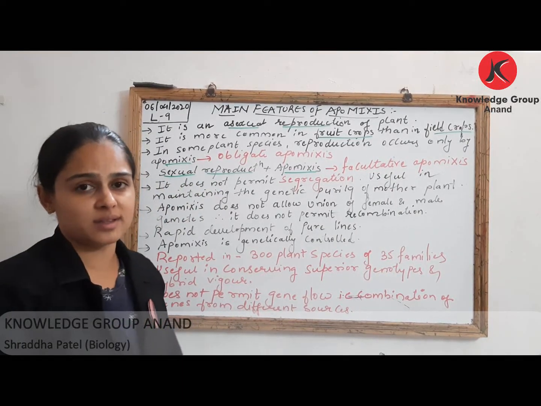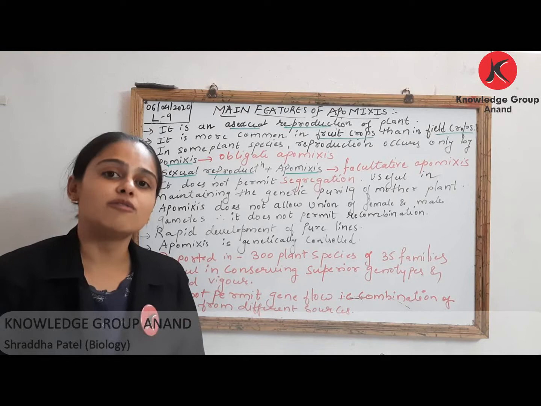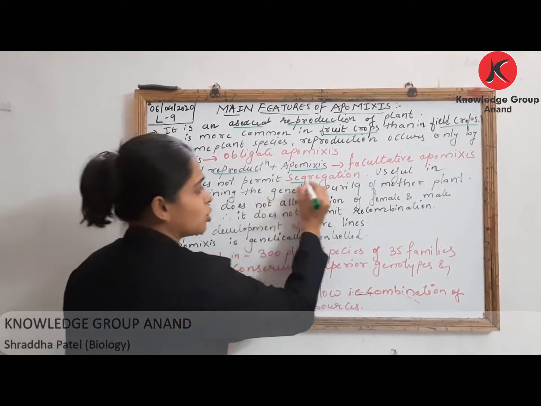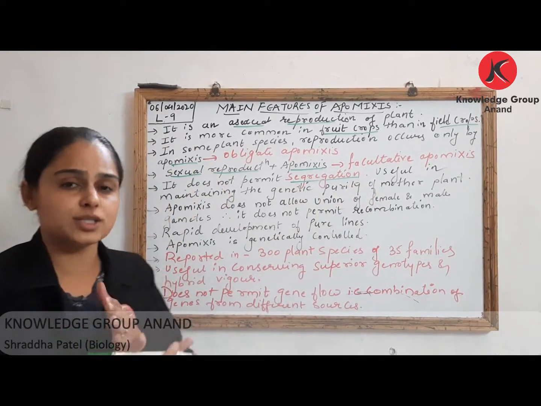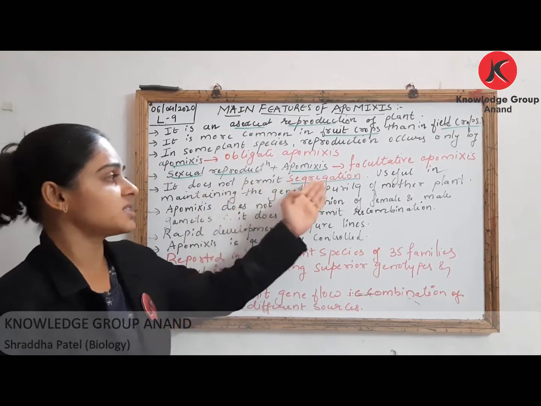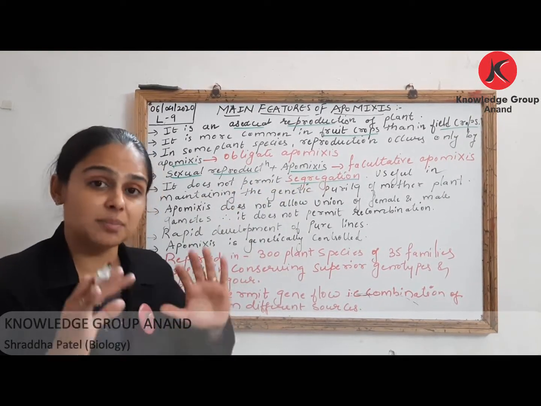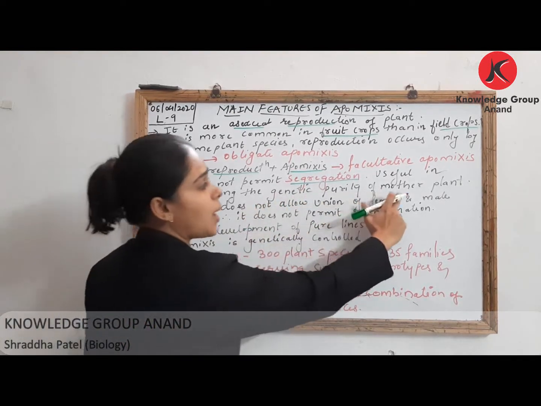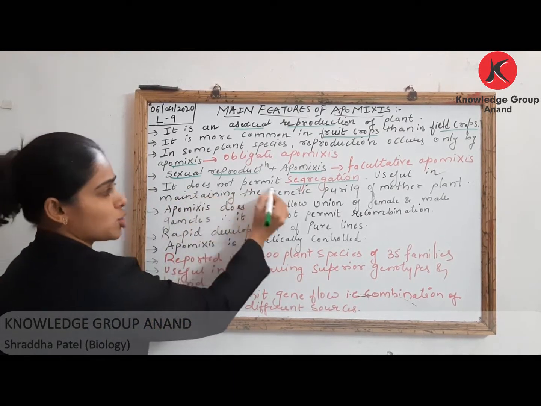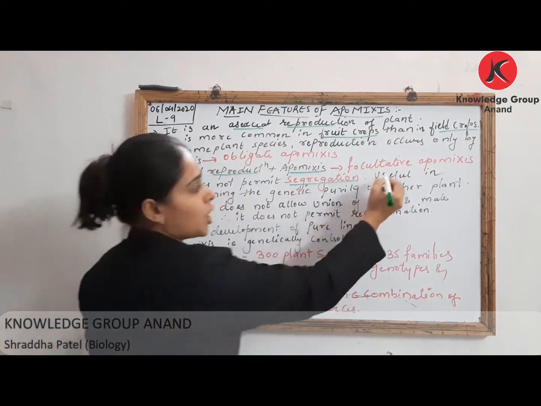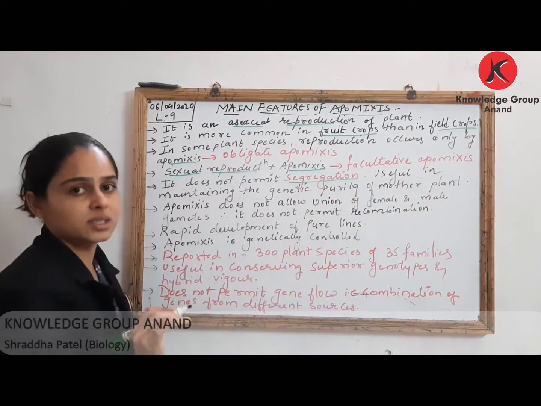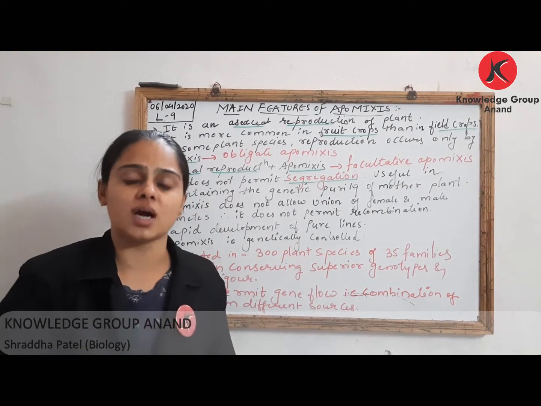Now the most important thing is that in the seeds which are formed by apomixis, there occurs no segregation, मतलब there is no separation of alleles, right? So it does not permit segregation, that is, it maintains the genetic makeup of the mother plant. Most important thing is this: it does not permit segregation, useful in maintaining the genetic purity of the mother plant. Segregation का मतलब होता है separation.